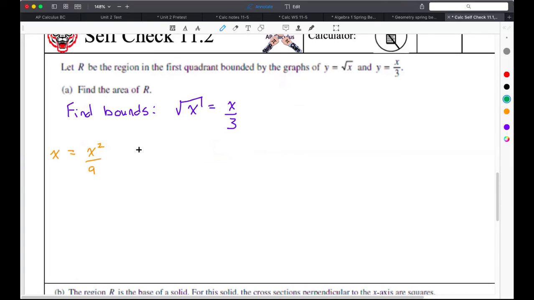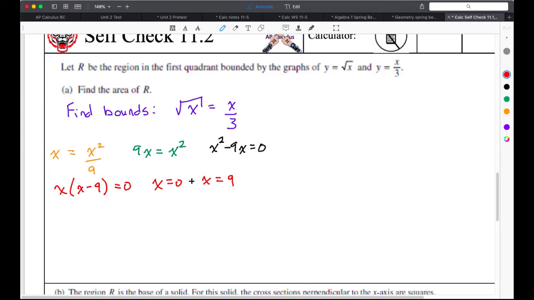So multiply by 9, and I get 9x is equal to x squared, and then I can subtract 9x and get x squared minus 9x is equal to 0. And then from there, factor. So factoring this gives us x times the quantity x minus 9 is equal to 0. And from there, using the zero product property, that means x is equal to 0 and x is equal to 9. So we found the bounds 0 and 9.